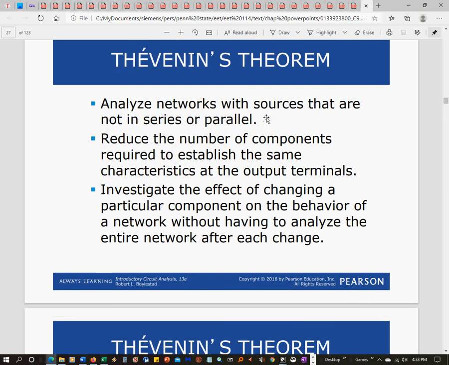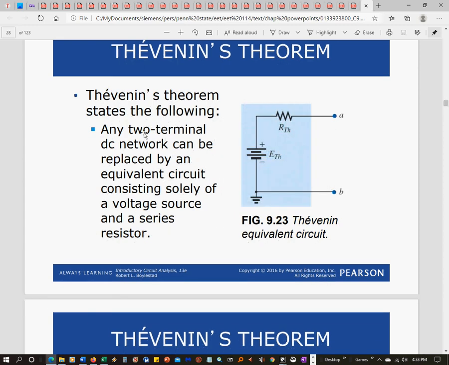Analyze networks with sources that are not in series or parallel. Reduce the number of components required to establish the same characteristics at the output terminals. Investigate the effect of changing a particular component on the behavior of a network without having to analyze the entire network after each change. So Thevenin's theorem states the following.